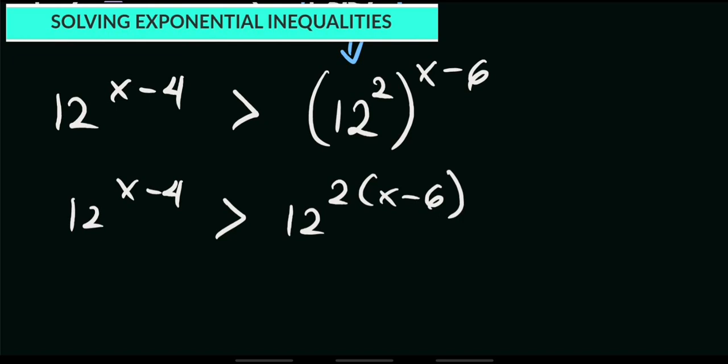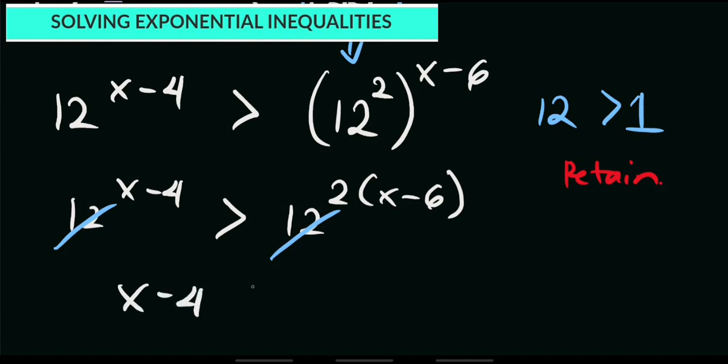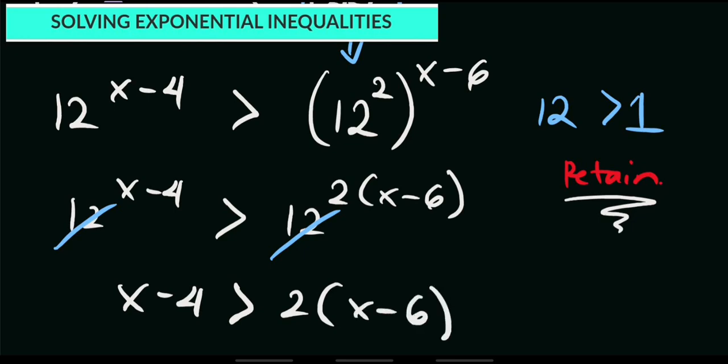Pinag-multiply lang. Now, yung base natin, so we have this 12 as our base. Okay? Since that is 12, obviously greater than 1 yan. So, this time, i-retain natin yung ating inequality symbol na meron tayo. So, proceed tayo sa mga exponent. Pwede mo na i-disregard yung mga base natin. So, for the exponent, we have x minus 4. Copy our inequality symbol kasi retain lang. 2 times x minus 6. And then, solve for the value of x na lang.